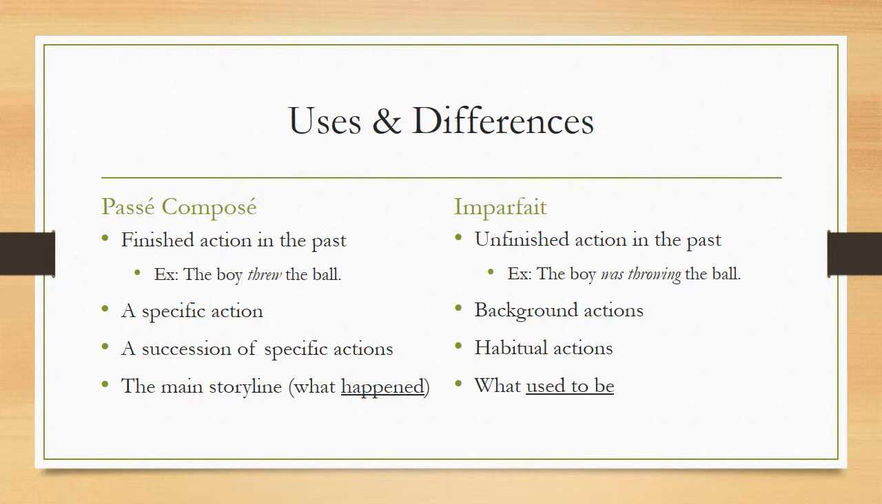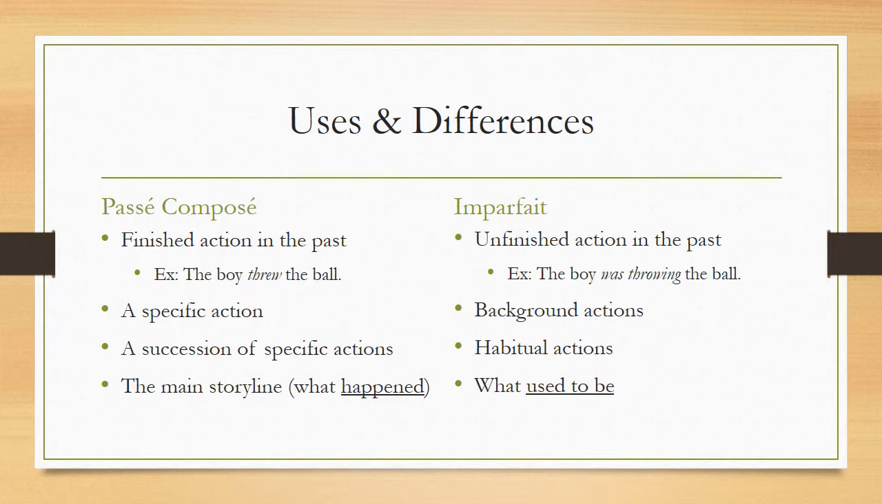So the uses and differences between these two past tenses. The passé composé is a finished action in the past. So, the boy threw the ball. It's done, it's finished, it's in the past. It's used for specific actions, or a succession of specific actions. And passé composé is basically the main storyline, what happened in the past.